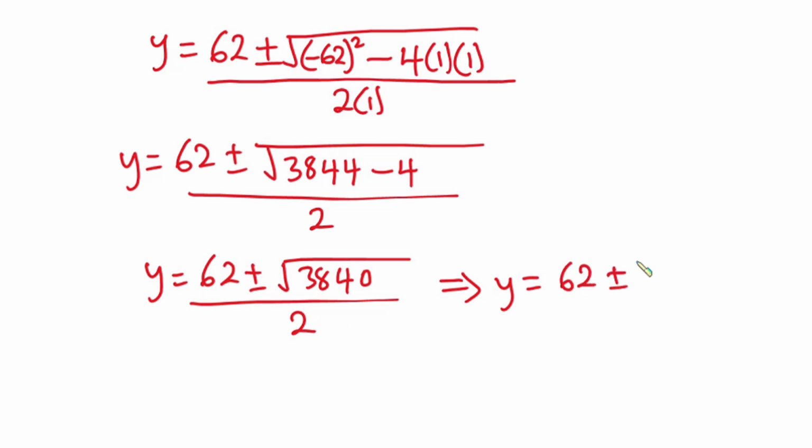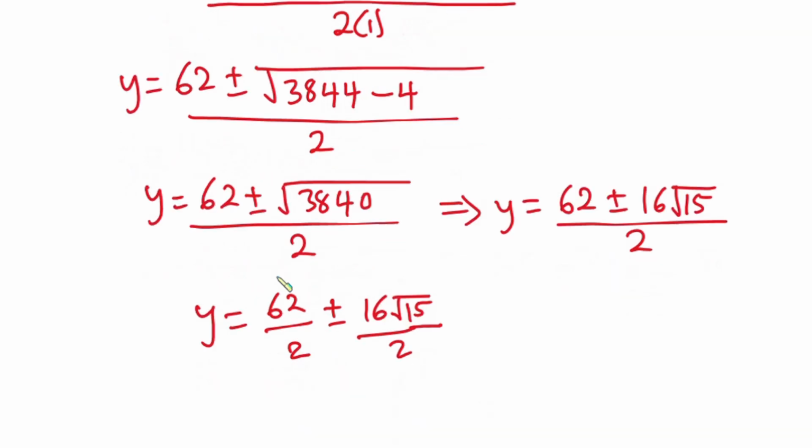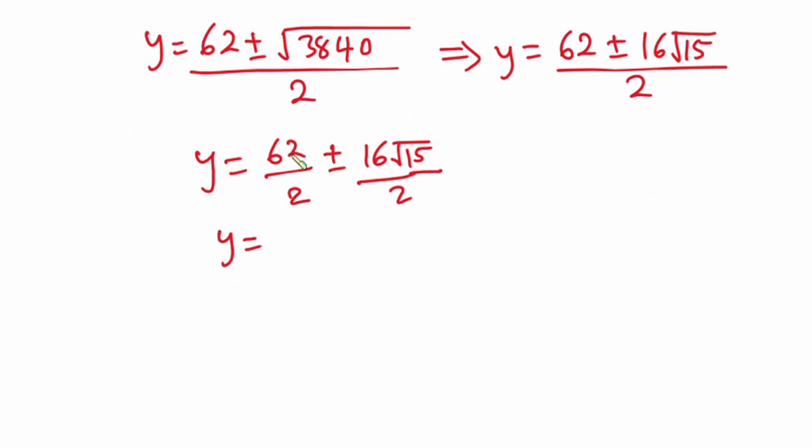62 plus or minus, then this square root of 3840 is also the same as 16 root 15, okay, all divided by 2. Now let's go ahead and then split this fraction. So we have y is equal to 62 on 2 plus or minus 16 root 15 on 2, okay. Now from here we have y is equal to 62 on 2 is 31, then plus or minus 16 divided by 2 is 8, then square root of 15. Okay, now let's go ahead and then manipulate this.